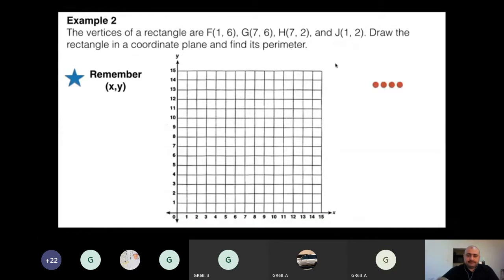So first thing, let's draw it. So we're going to plot our points. Again, first one, F is at 1, 6, over 1, up 6. It's going to be right there. Label it just like always. Next, G is at 7, 6. Go 7 over on my x-axis, up 6. It's going to be right there. Label that. G is at 7, 6. Then H, 7, 2, over 7, up 2.